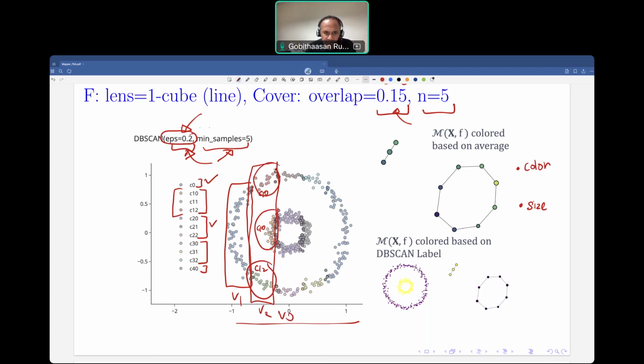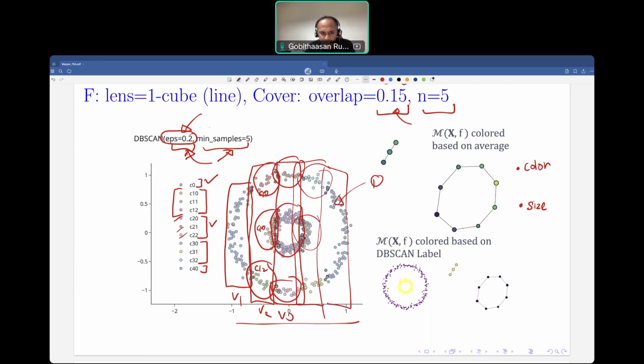For V3 as well, as you can see, this is one cluster now. Yeah, we have 1, 2, 3 clusters as well. Same goes to V4. And then finally, V5 is still intact as one cluster, right? Here V4, we have 3 clusters too.